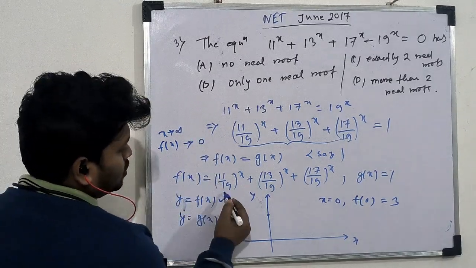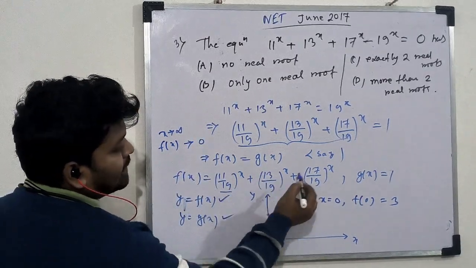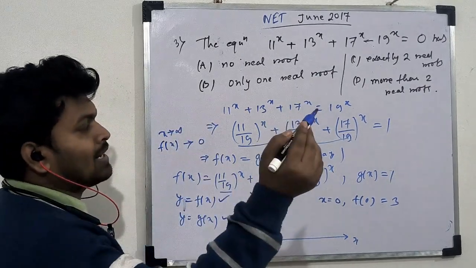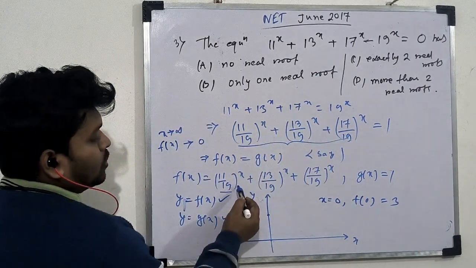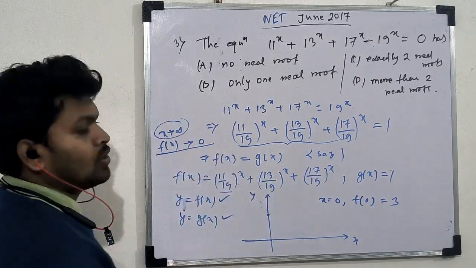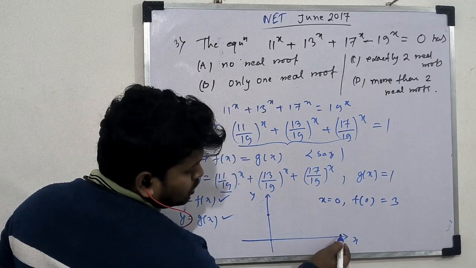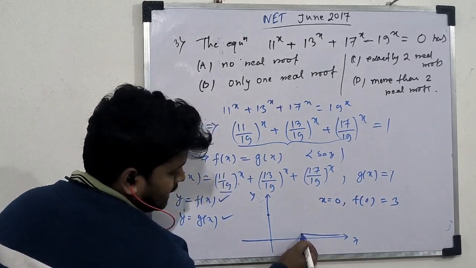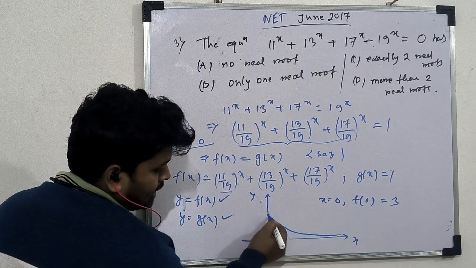Why? Because 11 by 19, 13 by 19, 17 by 19, all are less than 1. So that's why less than 1 to the power infinity goes to 0. So ultimately f(x) tends to 0 when x tends to infinity. So the curve will look like this when x is large, here, and this will cut here.